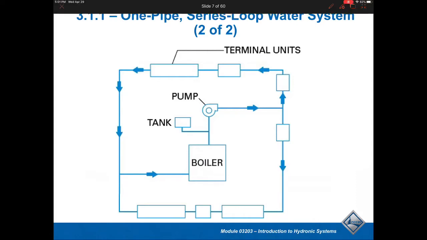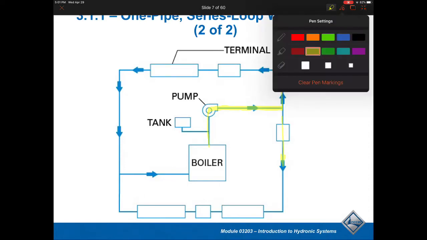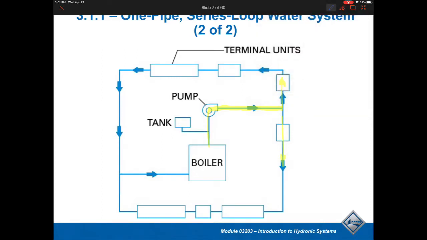So this particular system that we're looking at here is what we would consider as a series loop piping system. And as you can tell, we're going to get my highlighter out here. And as we leave the boiler system and we go through the pump and pump that out into the system, in this case we happen to have exactly 2 zones. So we have one zone going this way, we have another zone going the other way.